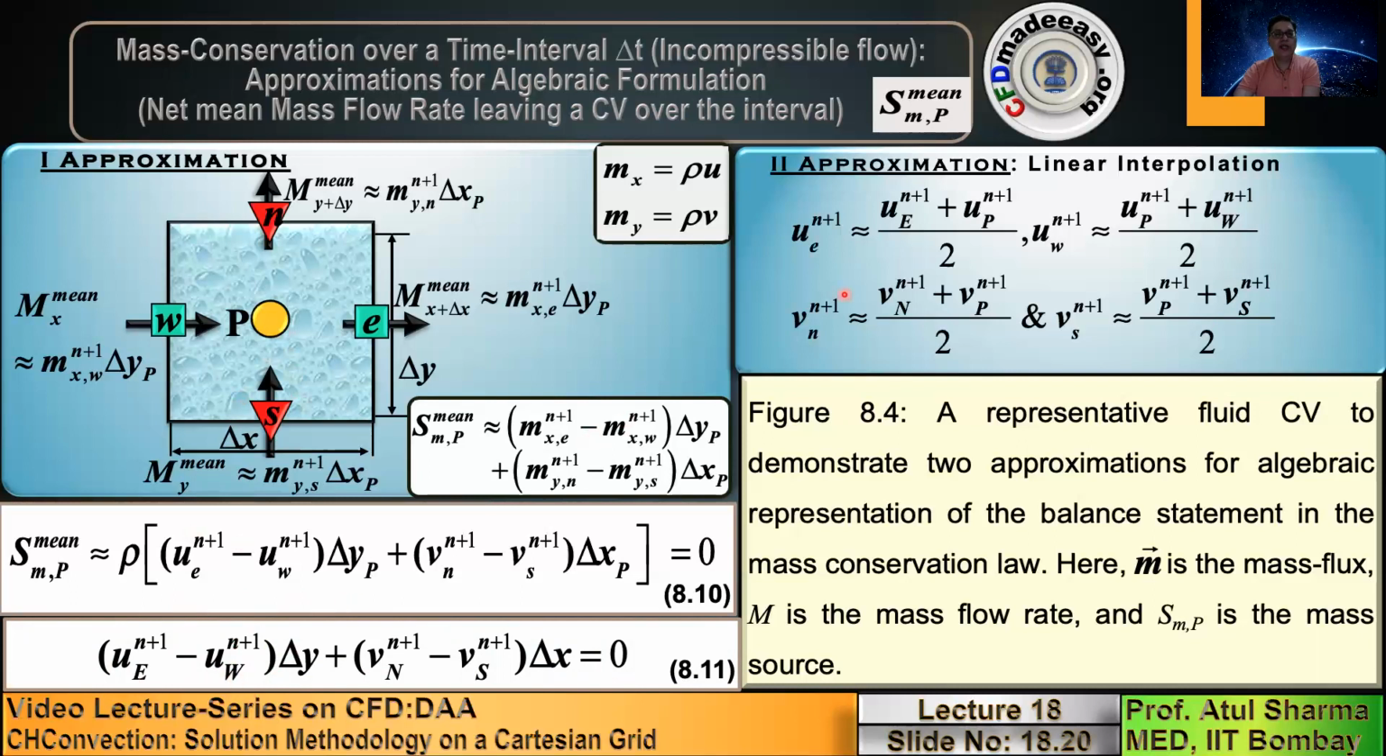So if you use a linear interpolation, you end up with a linear algebraic equation which involves the u and v velocity of the alternate grid point, not the adjacent grid point. And this leads to a problem called pressure velocity decoupling, which I discuss in the next topic on solution methodology for CFD on a standard grid.